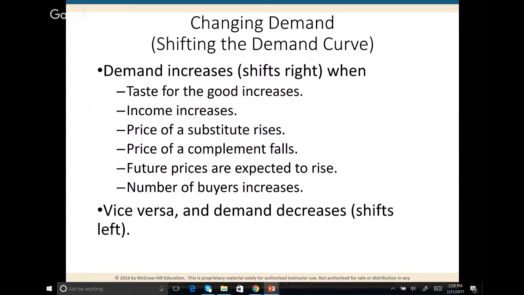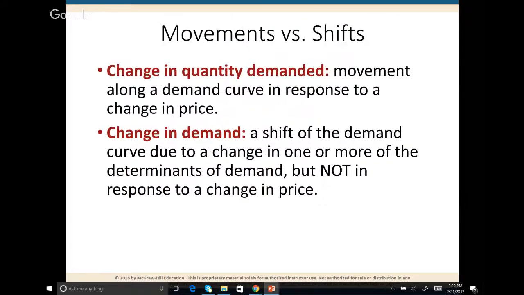No? Okay. All right. So also know the difference between the change in quantity demanded and the change in demand. A change in quantity demanded only happens when there is a price change. When the price of a good changes, we call this change in quantity demanded. And when this happens, you don't shift your curve. You're going to move along the same curve.